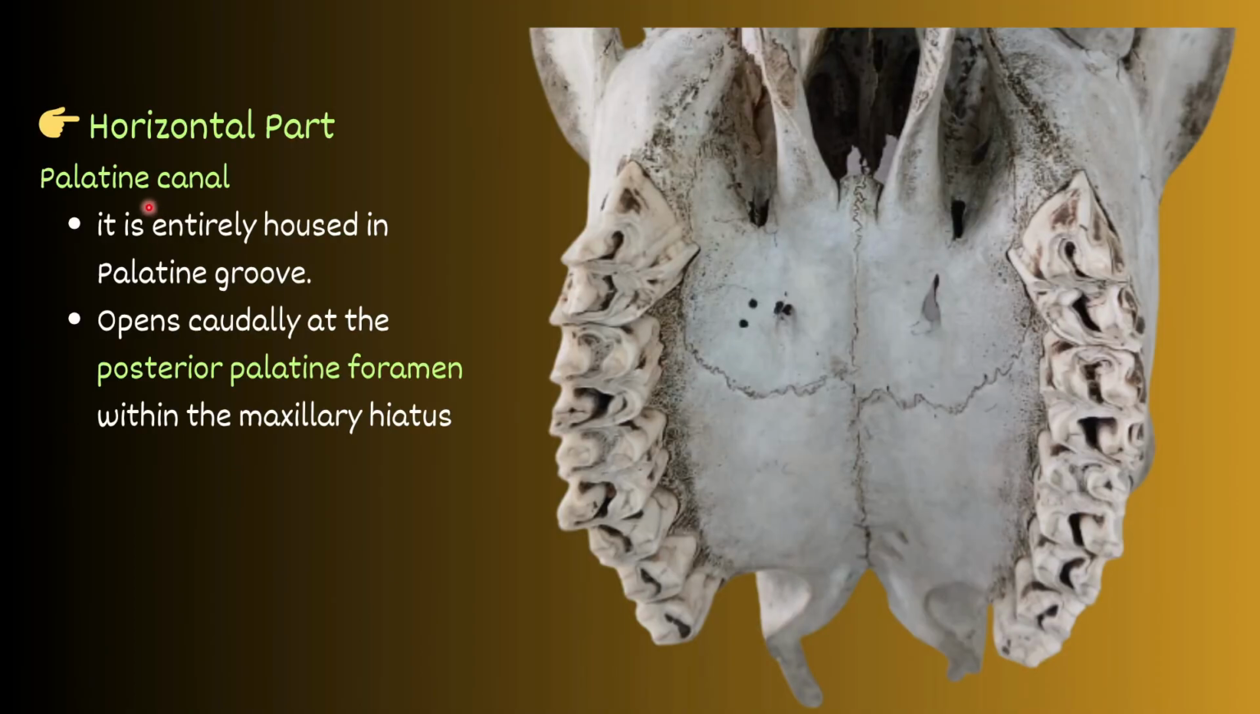Then in the horizontal part you will also find the palatine canal. You will find this entirely housed in the palatine groove. This palatine canal opens caudally at the posterior palatine foramen within the maxillary hiatus. Posteriorly, it opens at the posterior palatine foramen. So this is the posterior palatine foramen and this is the anterior palatine foramen. Again repeating, anterior palatine foramen, and here you will find the posterior palatine foramen.